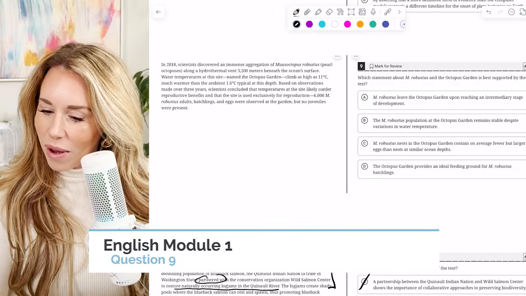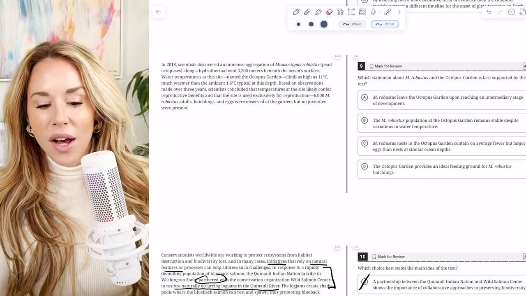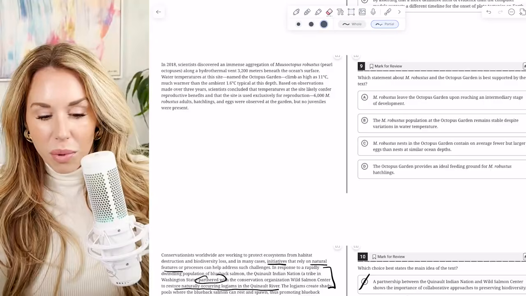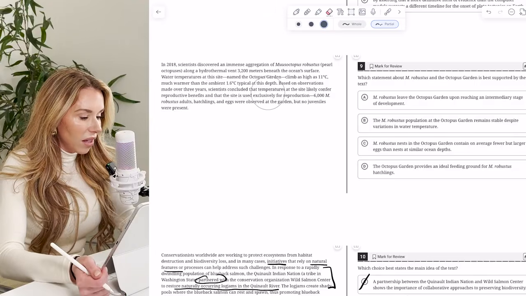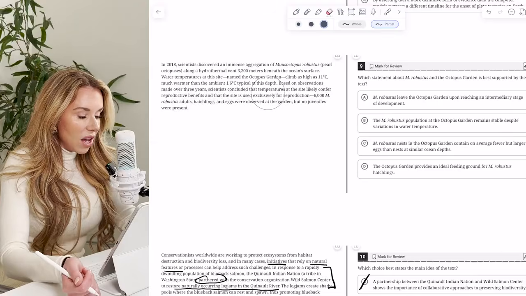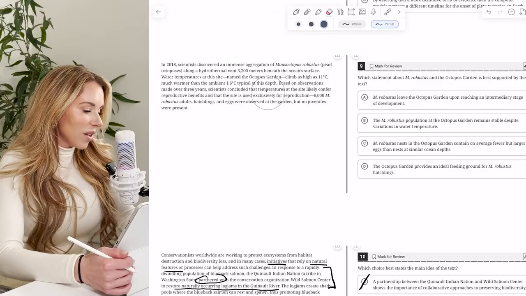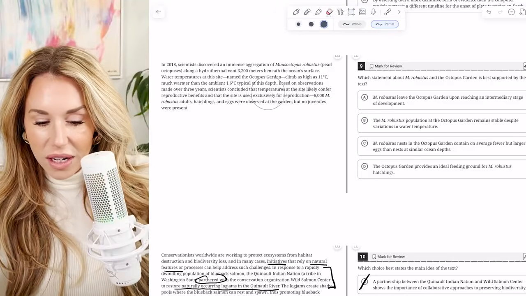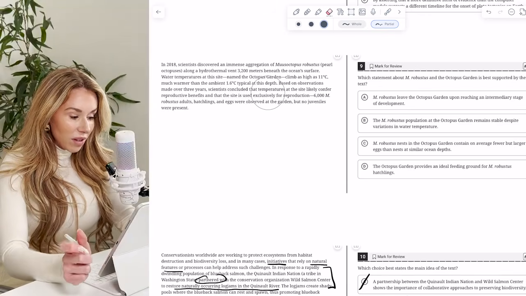All right, which statement about M. robustus and the octopus garden is best supported by the text? We have in 2018, scientists discovered an immense aggregation of M. robustus, pearl octopuses, along a hydrothermal vent 3,200 meters beneath the Earth's surface. Water temperatures at the site, named the Octopus Garden, climb as high as 11 degrees Celsius, much warmer than the ambient 1.6 degrees Celsius typical at this depth. Based on observations made over 3 years, scientists concluded that temperatures at the site likely confer reproductive benefits.